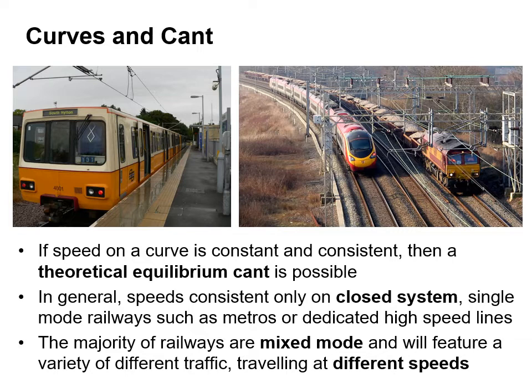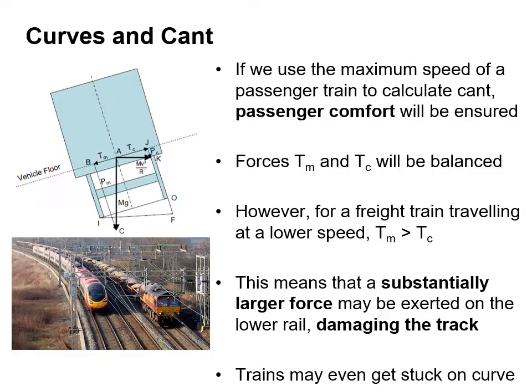In general, speeds being consistent is only on a closed system, i.e. a single mode railway such as metros or dedicated high-speed lines. The majority of railways are mixed mode, and so will feature a variety of different traffic travelling at different speeds. So if we use the maximum speed of a passenger train to calculate cant, passenger comfort will be ensured. The forces Tm, Tc will be balanced.